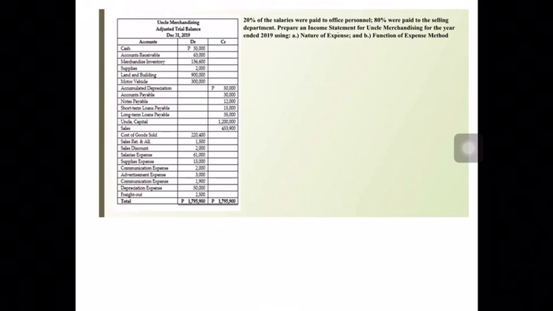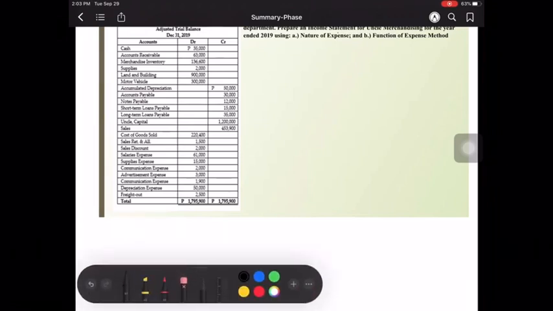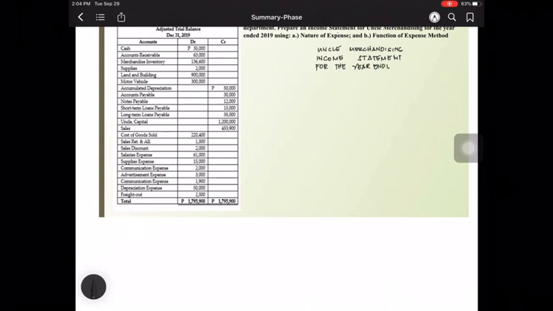First things first, we have to prepare the heading for the income statement. So we have to write the name of the business. This is Uncle Merchandising. We are preparing an income statement. And since we are dealing with temporary or nominal accounts, the proper way to date the report is to use the phrase for the year ended December 31, 2019. So we are now ready to prepare your income statement.